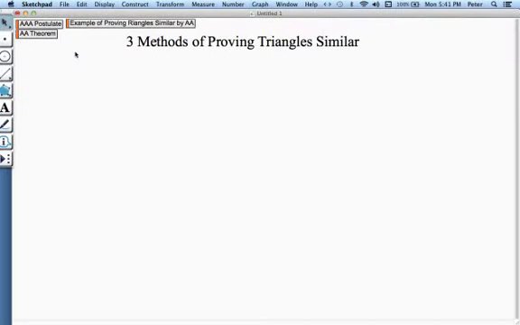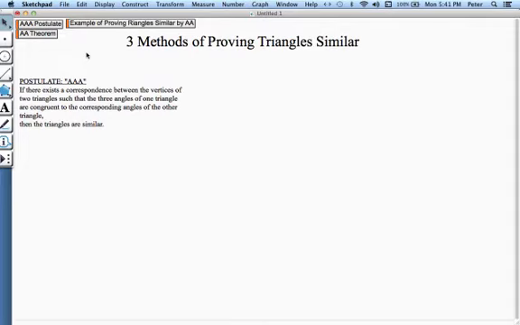Okay, there are 3 methods of proving 2 triangles similar, and we'll learn all 3 of them. The first one is presented as a postulate, so there is no proof, and it's stated rather simply as: if there exists a correspondence between the vertices of 2 triangles such that the 3 angles of one triangle are congruent to the corresponding angles of the other, then the triangles are similar. Okay, there's really nothing simple about that at all. So we just refer to that postulate as AAA.